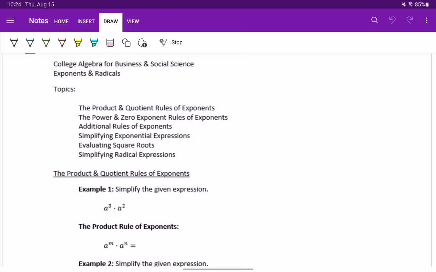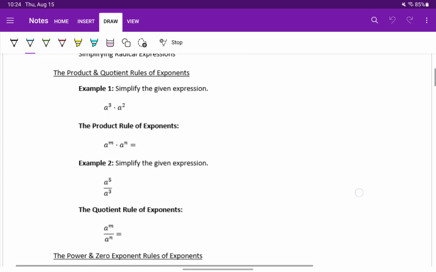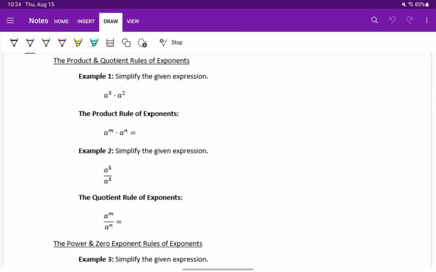In this section, we want to talk about properties that allow us to work with and simplify expressions that contain exponents and radicals. To start off, we'll look at two rules of exponents, the product and quotient rules.